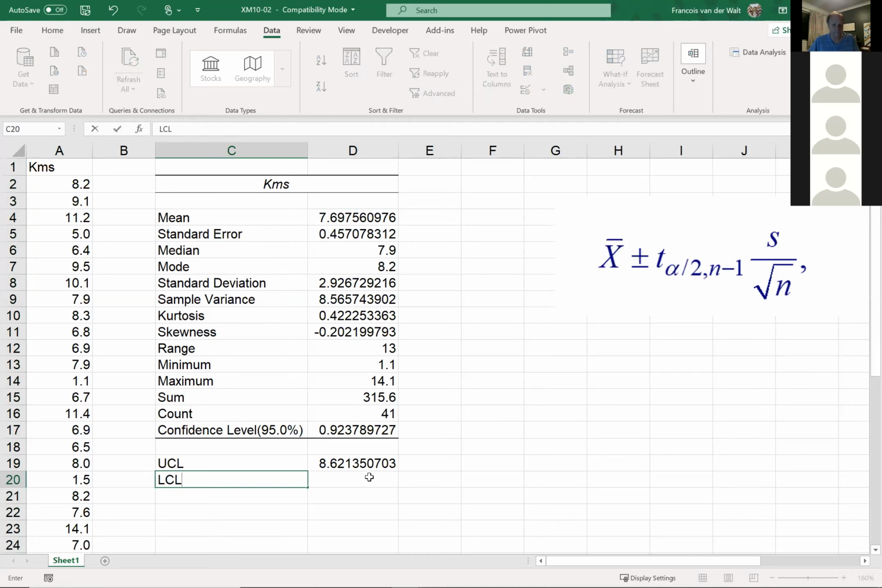What would that be, Shama? It is equal to the mean minus whatever this confidence level is that's coming out here. Let's see if we got the same as the book. If you look on page 394, you'll see we got the correct result. Can you see that?